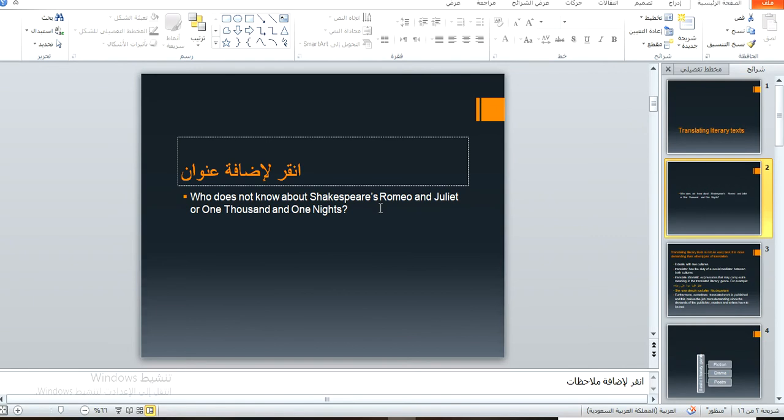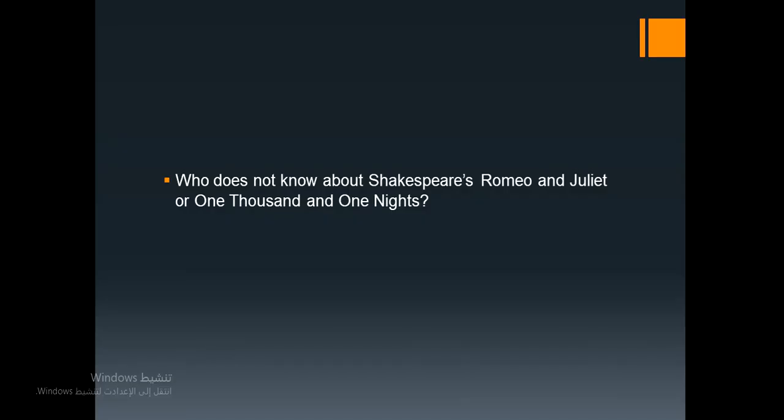Who doesn't know about Shakespeare's Romeo and Juliet or 1001 Nights? For sure, all of us, when we were children, had come across such literary works, and this is because there were translated copies. So translation bridges the gap between different cultures, between different languages.